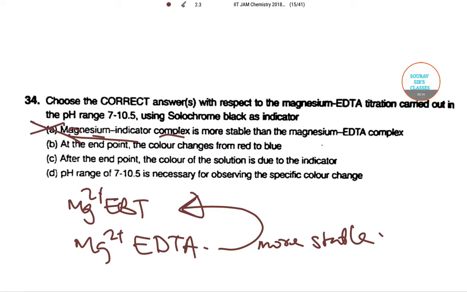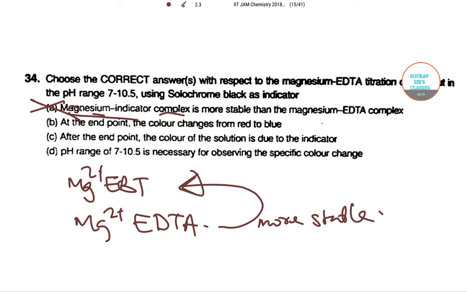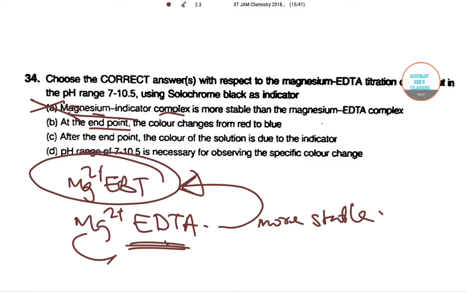And B, at end point the color changes from red to blue, and we have seen that at end point the color changes from red to blue because the EDTA complex forms instead of the EBT complex, and the EBT breaks out from the Mg2+ EBT complex and stays back in the solution, so the color turns blue at the end point. So option B is definitely correct.